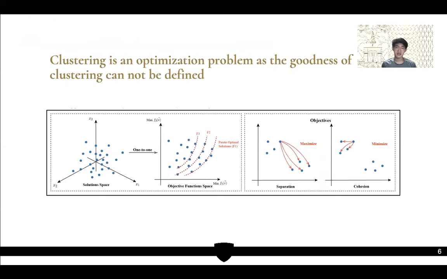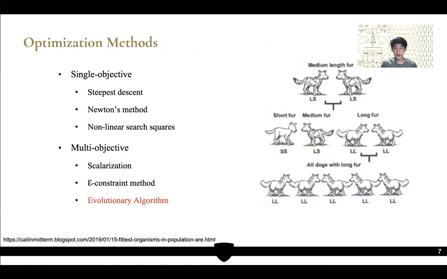Another challenge is that the goodness of clustering cannot be formally defined. So here, clustering is actually converted to an optimization problem with two objectives: separation and cohesion of clustering. In reality, most approaches use a single-objective evolutionary algorithm, which might not reveal some meaningful implications from the dataset and map to real-world applications. So here in our research, we use a multi-objective evolutionary algorithm.